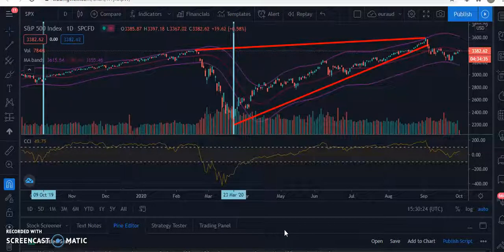Today we'll be analyzing the Sp500, the Nasdaq 100 and Dow Jones 30. We see something new that is worthy to be analyzed.